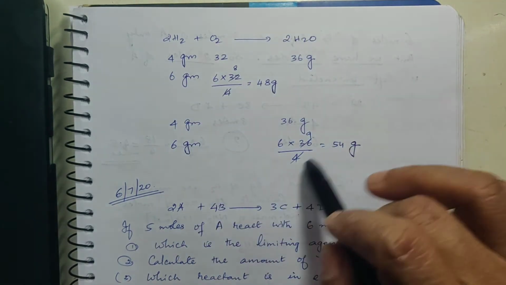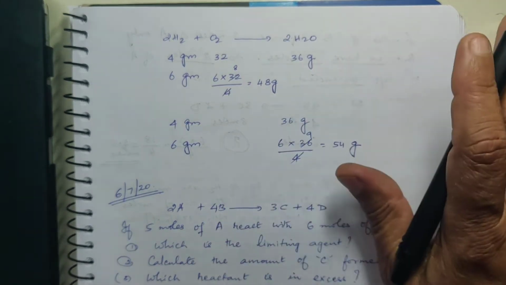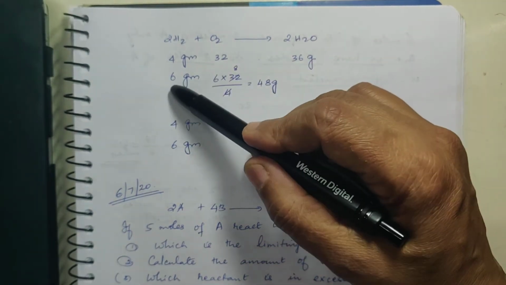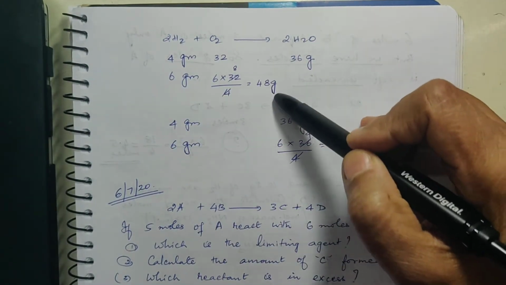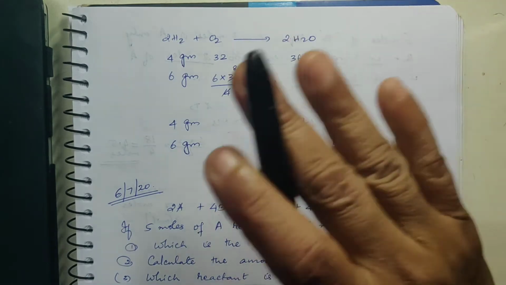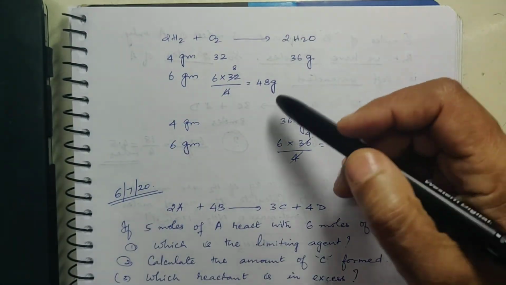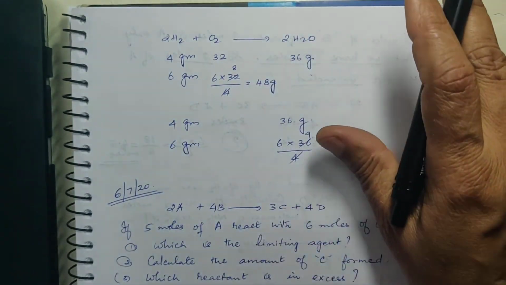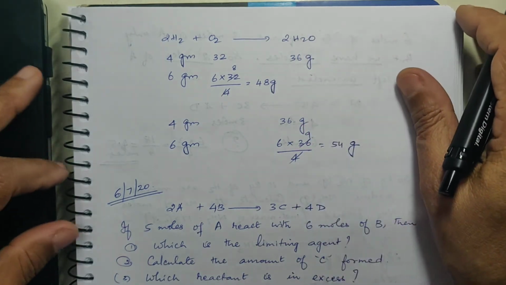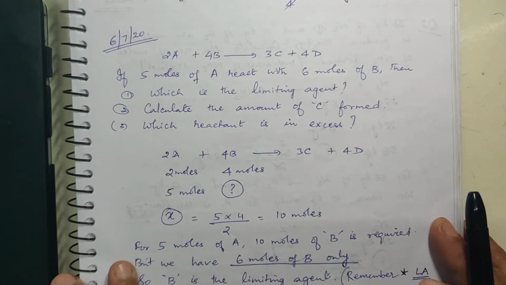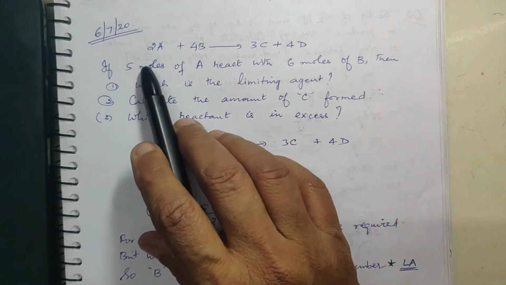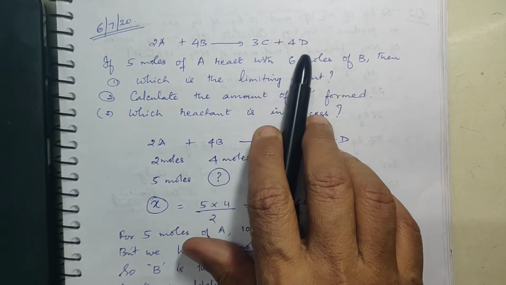Now in this particular case, there is no limiting agent at all, because 6 gram requires 48 gram and 48 gram of oxygen only is given to you. So nothing is restricting the other. So there is no limiting agent in this particular problem. Right? So that's how you have to proceed. Now supposing you are having a question like this. 2A plus 4B gives you 3C plus 4D.